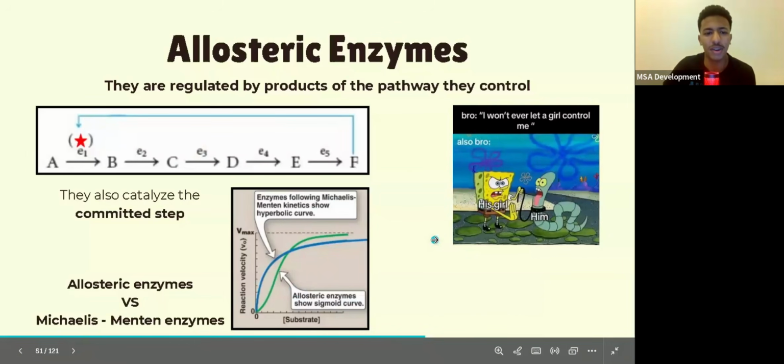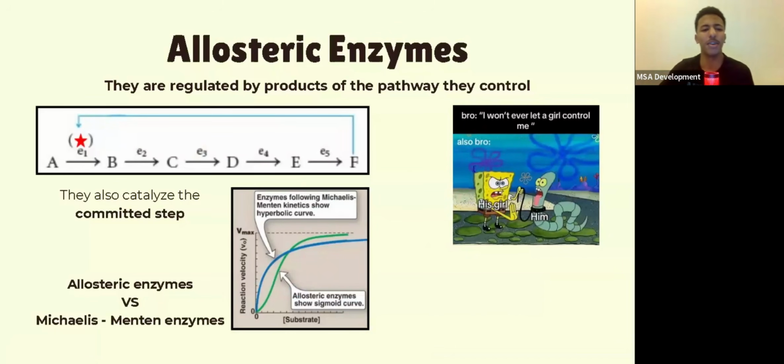Now, let's talk about allosteric enzymes. Allosteric enzymes are enzymes that are regulated by the products of the pathway they control. Basically, they control this pathway. They convert A to B. One of the products in this pathway is going to control it. Remember this, okay? One of the products in this pathway is going to control it. So it thinks it's in control, but it's technically being controlled.